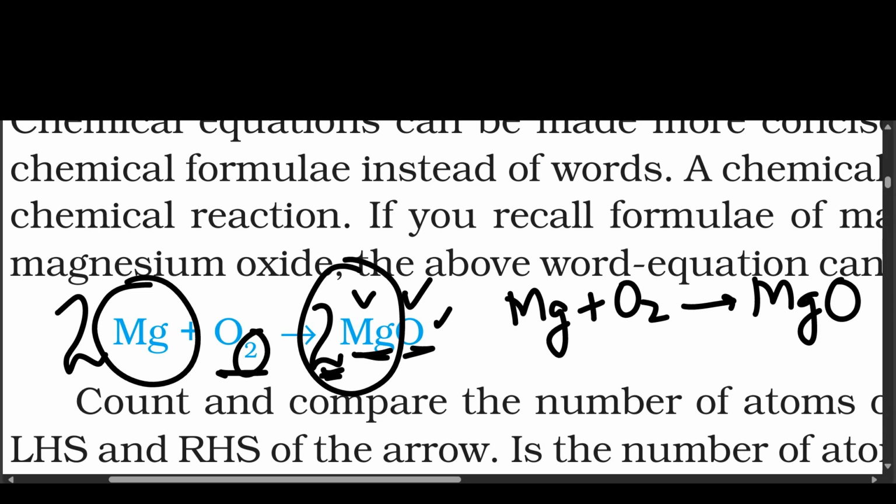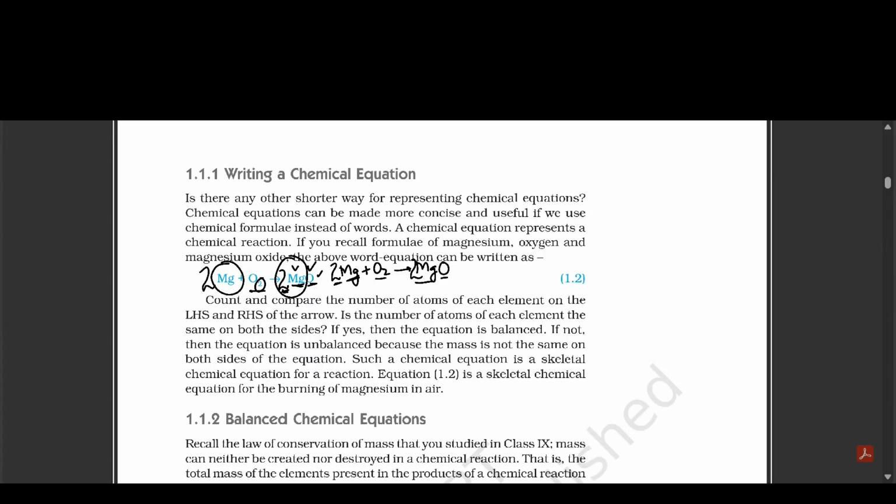So we write here 2, we write here 2. So 2 is written means magnesium is 2. Here also magnesium is 2. Oxygen is written 2 here. Here also it is 2. Why? Because in front of MgO 2 is written. Right? So this is one of the equations that is balanced.